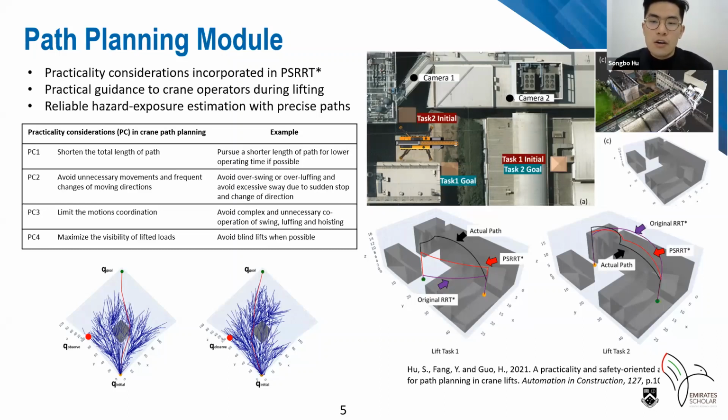So we modified an RRT star algorithm to get practical guidance for crane operators. For example, in the diagram down here, we have an observer at the right point. And after the modification, the algorithm avoided the path in the blind side, as a practicality consideration for visibility. Details can be found in our paper, but what is important for the hazard exposure is that the practical path can actually be executed by the operator, which provides a reliable estimation of the trajectory and these hazards.